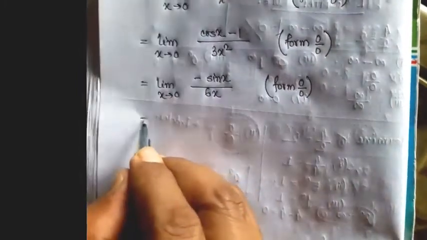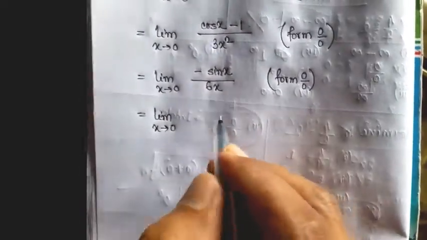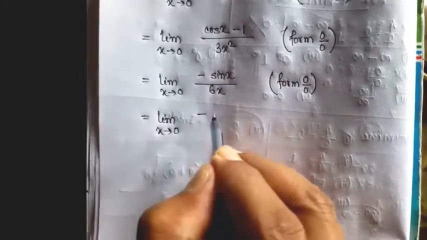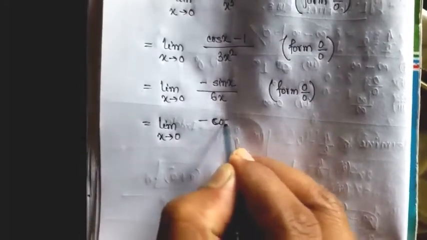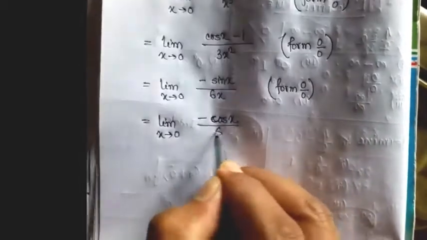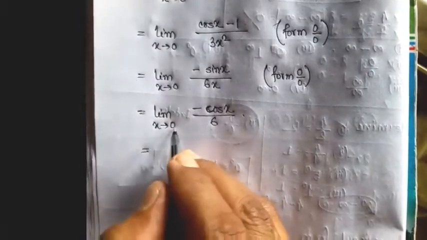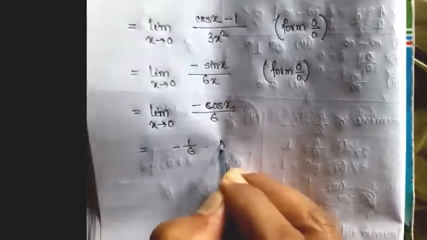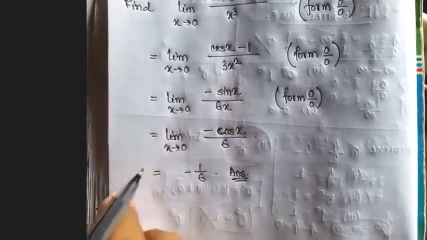Again we will apply the L'Hospital rule and consider the derivative of numerator and denominator. The derivative of numerator is minus cos x by 6. If you put now x equals to 0, then cos 0 means 1, that means minus 1 by 6 is the answer. So this is the process of how to solve a problem with an indeterminate form. Hope you understand. Okay, next problem.